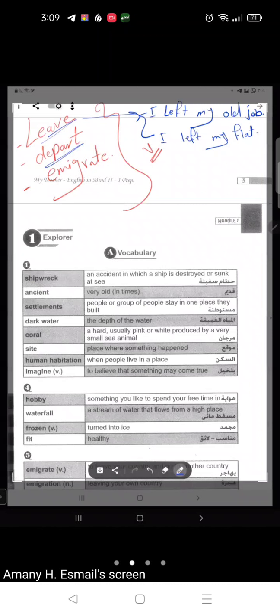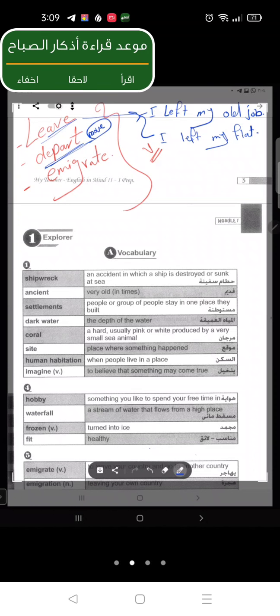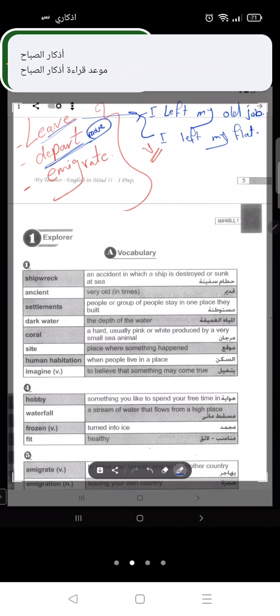Let's move to the second word. The second word, this is called depart. Depart means move. So, this means to move from one place to another. Depart, this is a verb. And a noun, it is called departure. Departure.